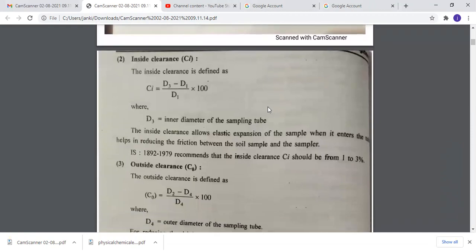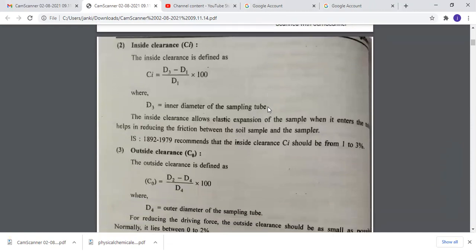Second term is inside clearance, which is known as Ci. C indicates clearance and i indicates inside. So it is defined as Ci equals D3 minus D1 divided by D1, multiplied by 100. Here D3 is equal to the inner diameter of the sampling tube, right? This inner clearance allows elastic expansion of the sample when it enters the tube, which helps in reducing the friction between the soil sample and the sampler, right? So basically, the code recommends that inner clearance Ci should be from 1 to 3%, right?